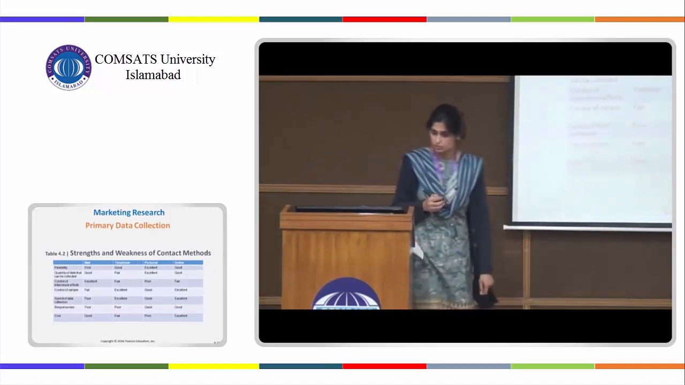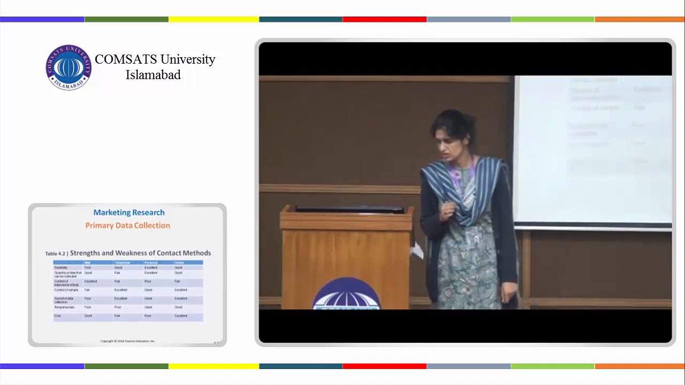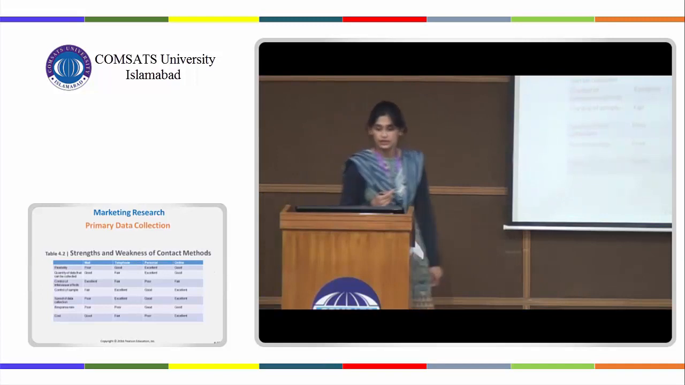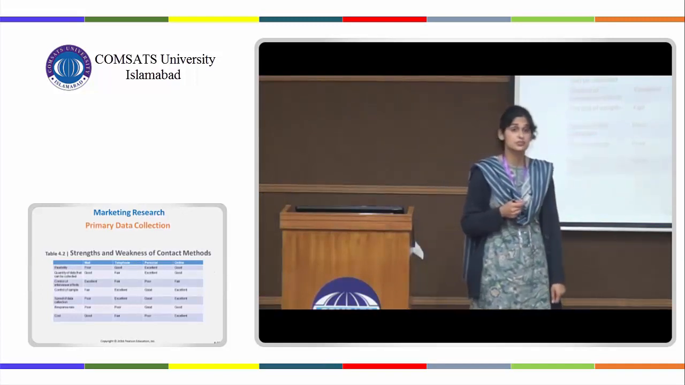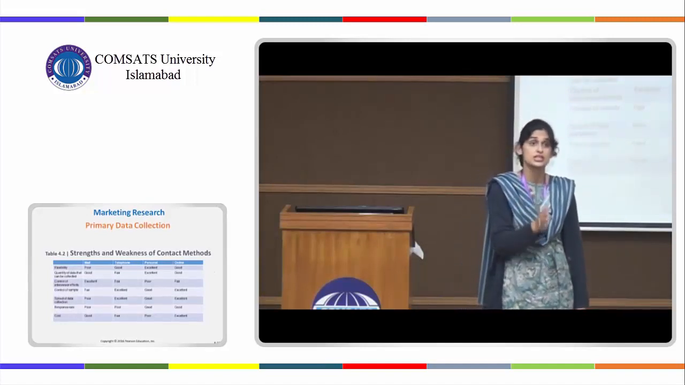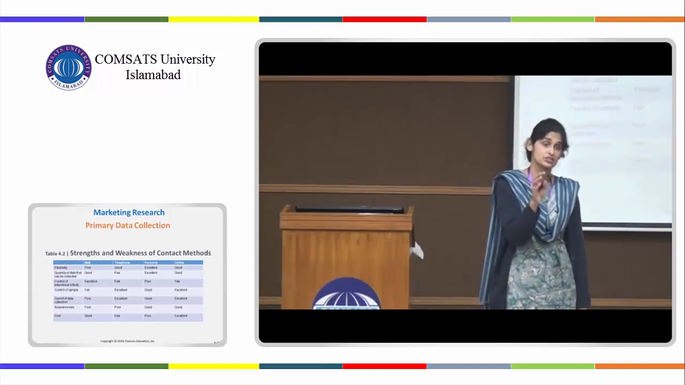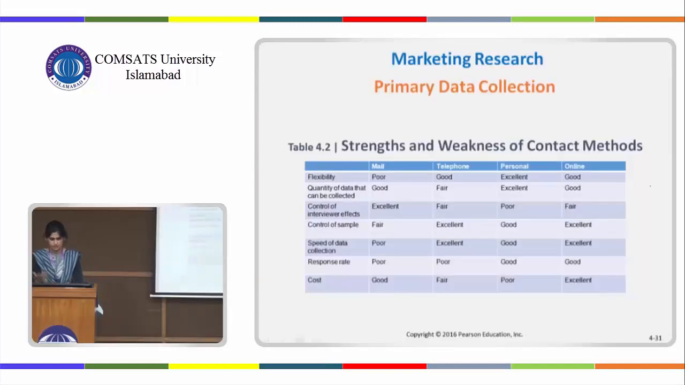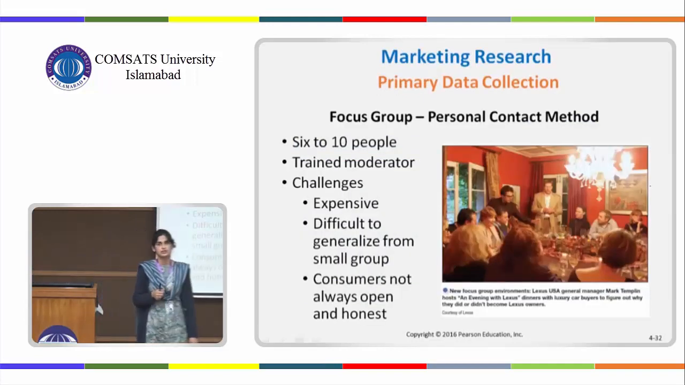Then there's cost. How does cost vary? Cost is low in mail, high in telephone. Again, billing is there. There's an interviewer that you need to hire for interviewing the people. Then in personal, it is poor. Why is it poor? Because you need to go to your prospective respondent, take the response, and come back. So that means employing a lot of your resources into gathering information. And online, again, you put the questionnaire online, get the results. So again, very flexible, very easy.